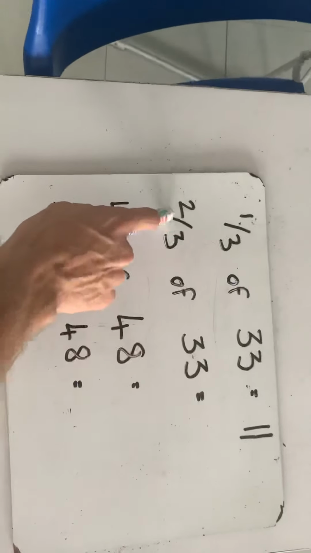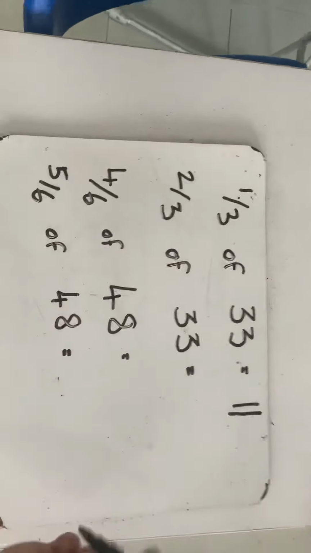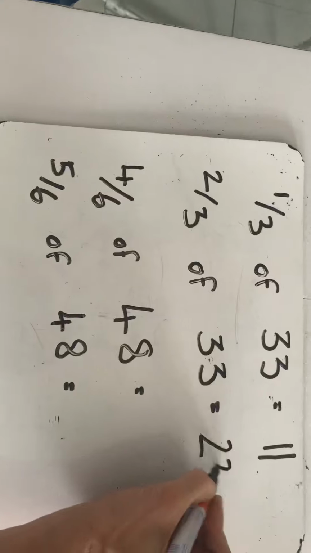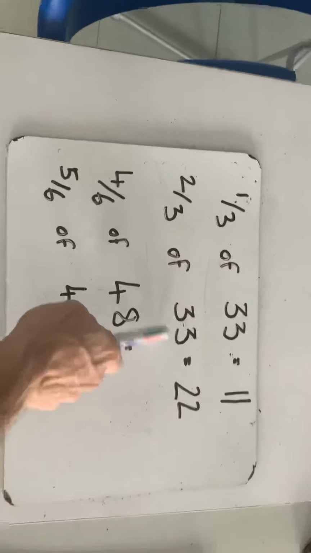Well, what if we had 2 groups instead of 1 group? Well, it'd be another 11. So I know that would be 22, and I know the 3 groups would be 33.